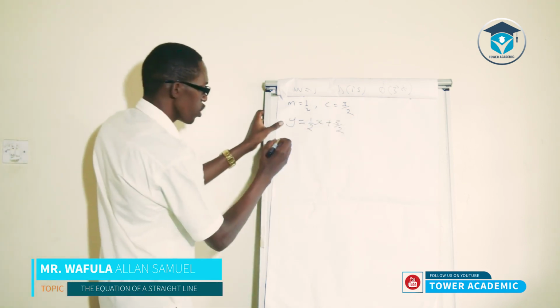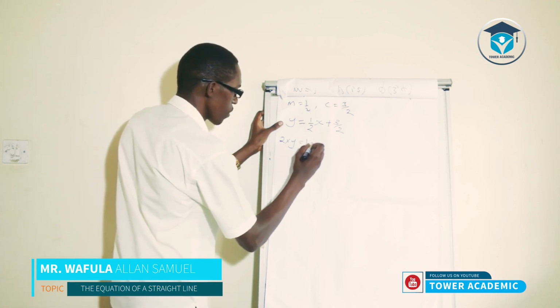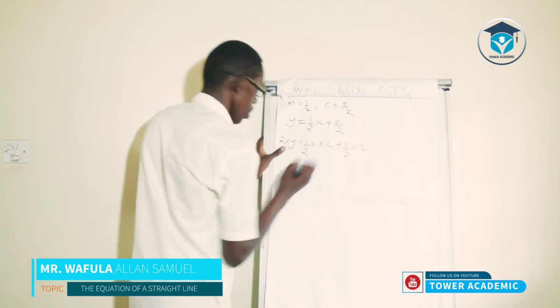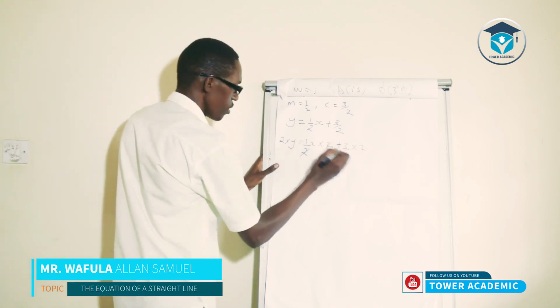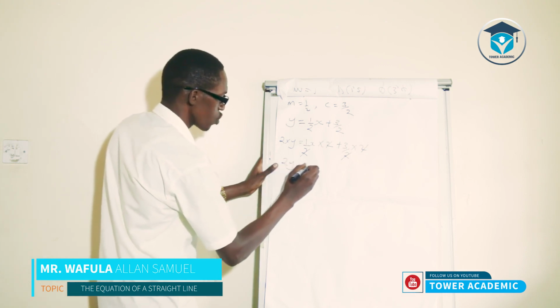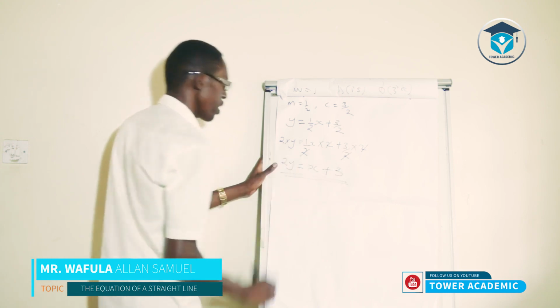And when you multiply through by 2, you find that 2 times y equals 1 over 2x times 2 plus 3 over 2 times 2. Whereby you will see that this will cancel with this, then also this will cancel with that. And here you have 2y equals x plus 3. And this becomes the required equation of a line.